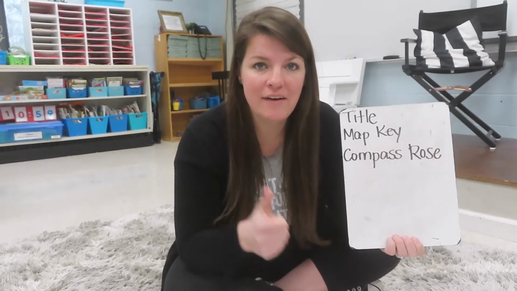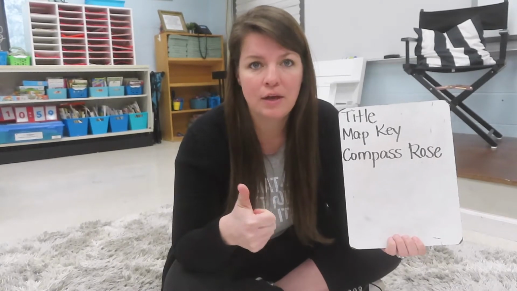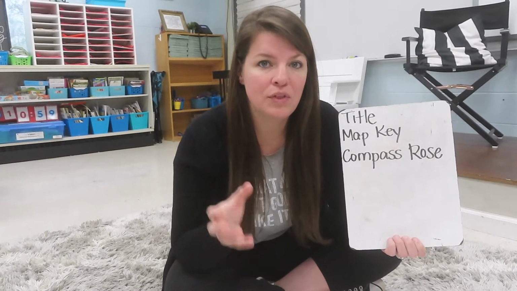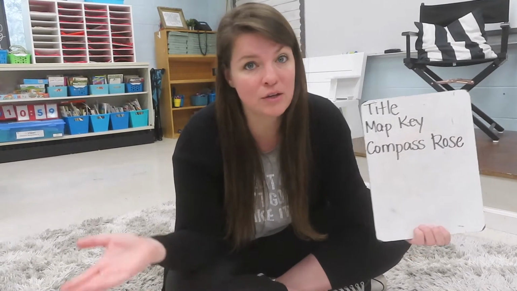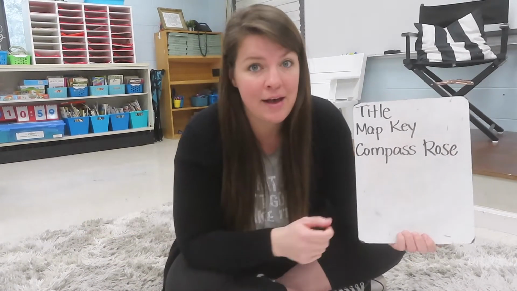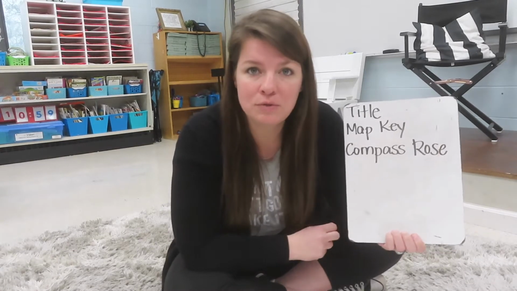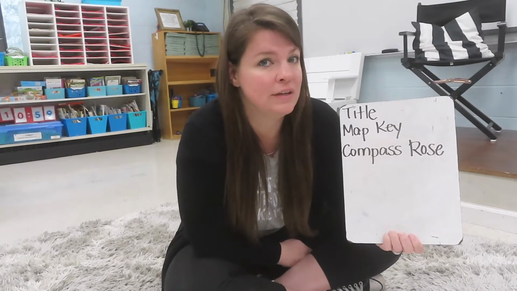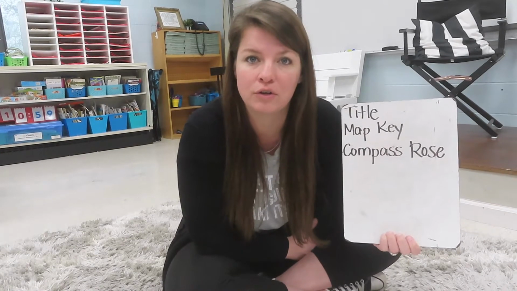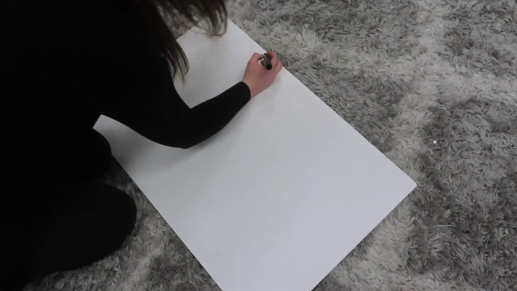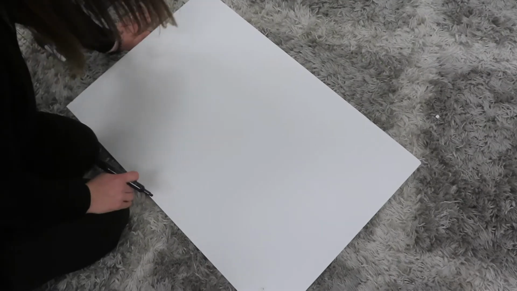So you must have a title for your map. You must have a map key with your symbols in it. Make sure you explain what your symbols are showing, otherwise we won't know what's going on in your town. And then last, you need to have your compass rose with your cardinal directions. You can add in the other directions if you want, but you have to have the 4 cardinal directions on your compass rose.